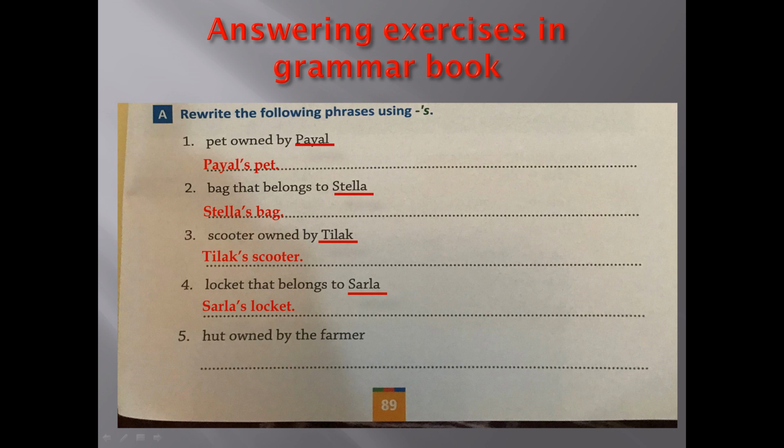Let's read together. A hut owned by the farmer. Here I want to show that the farmer here, he owned the hut. So I will simply say the farmer's hut. I will write the noun, the farmer, singular noun. After the farmer here, I will put the apostrophe before the s. It will be the farmer's hut to show that this hut belongs to the farmer.